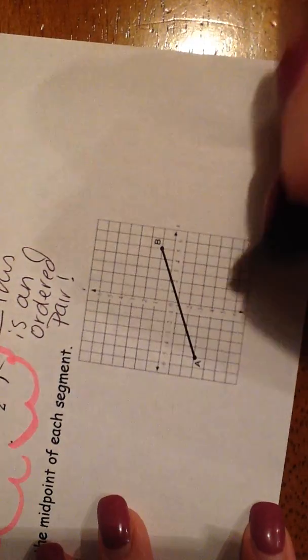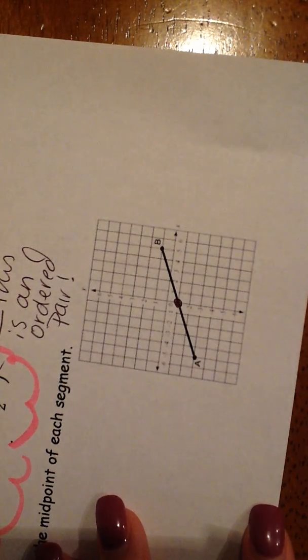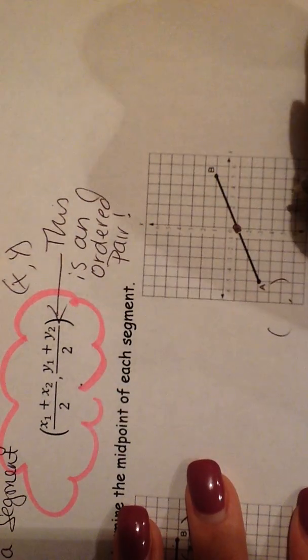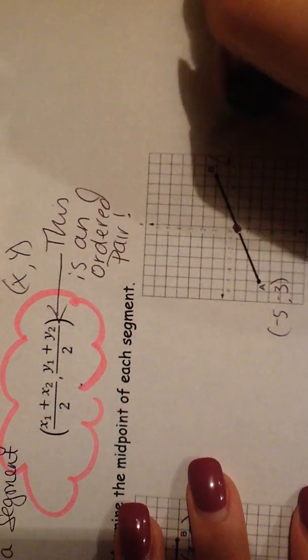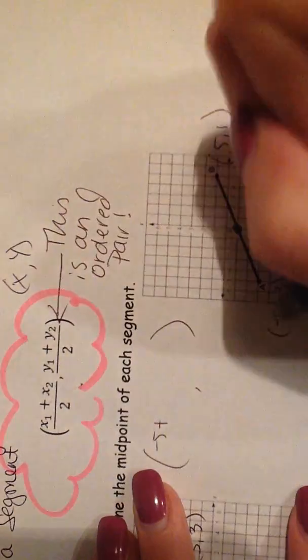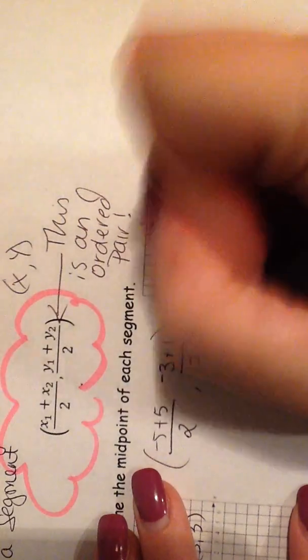Okay? So if we do one more example for midpoint, the middle of this line segment, I bet, looks like it's right here. Okay? Again, I'm completely eyeballing that. So now I'm going to prove by using this formula. So the first thing I'm going to do is write down my ordered pairs. So I have negative 5, negative 3. And here I have 5, 1. Alright, so set up my formula. x1, which is negative 5, plus x2, which is 5, divided by 2. And then y1, which is negative 3, plus y2, which is 1, divided by 2.